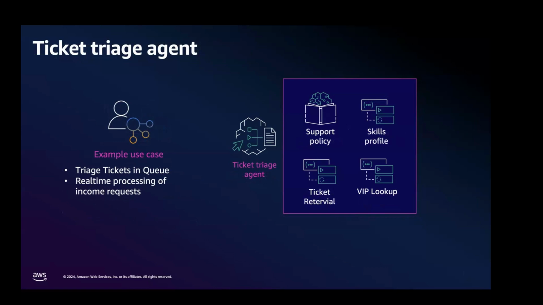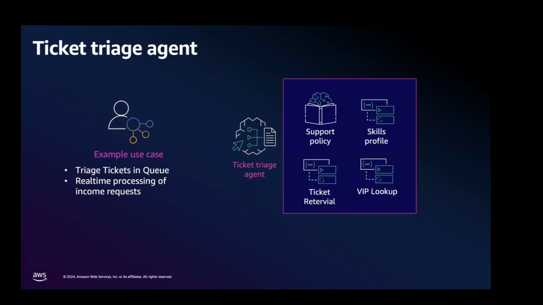and we're going to look at the user that requested it. Are they a VIP? Does that impact the policy of how I route this ticket? I'm going to look at the skills profiles, and I'm going to make a judgment based on the skills profile, the request, the VIP status, and I'm going to decide who to send the request to.